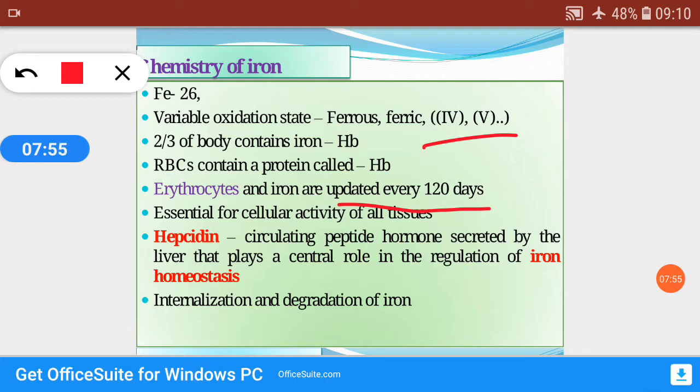So one more is the circulating peptide hormone hepcidin, which is secreted by the liver and plays a central role in the regulation of iron homeostasis in the body. Homeostasis means maintaining these electrolytes, elements or atoms in a balanced manner. Okay, and this helps in the internalization and degradation of iron in the body, and mainly that takes place at the intestine of living organisms.